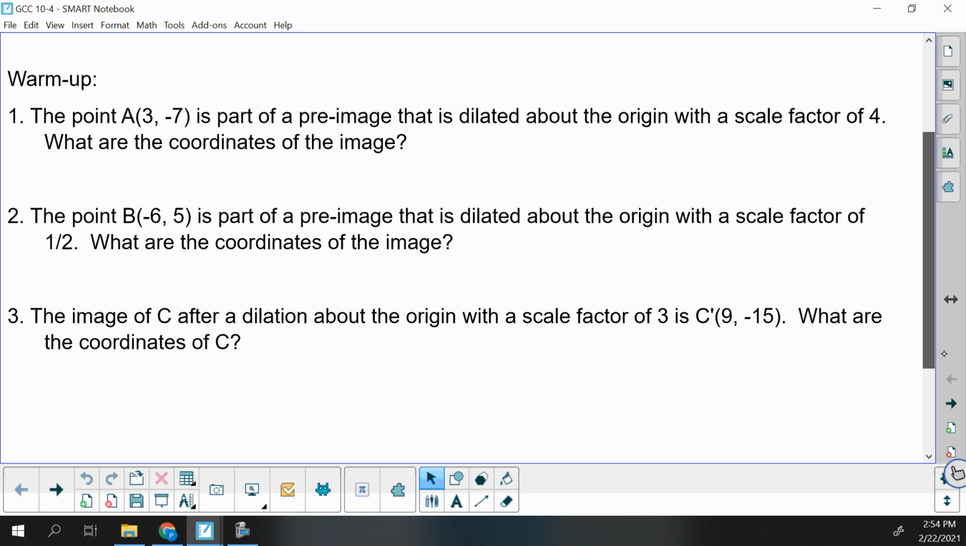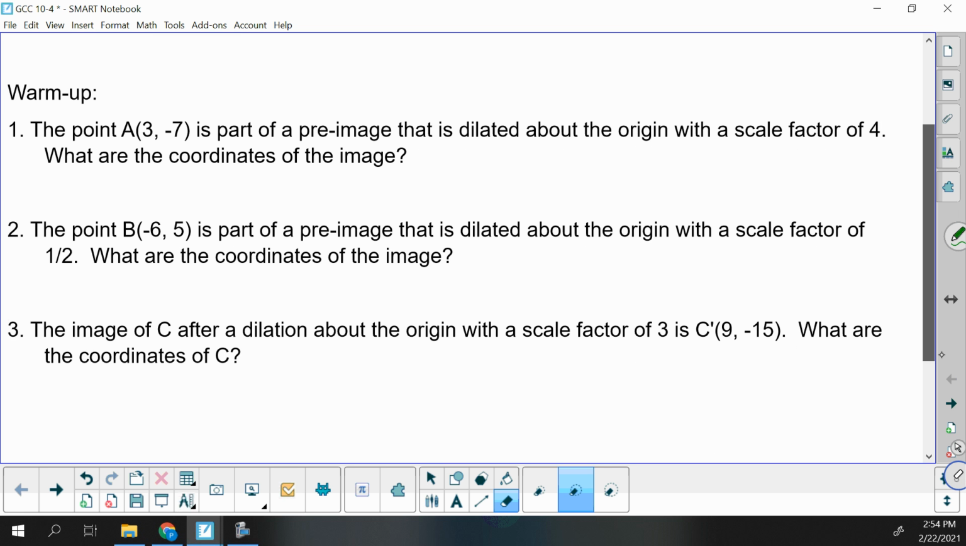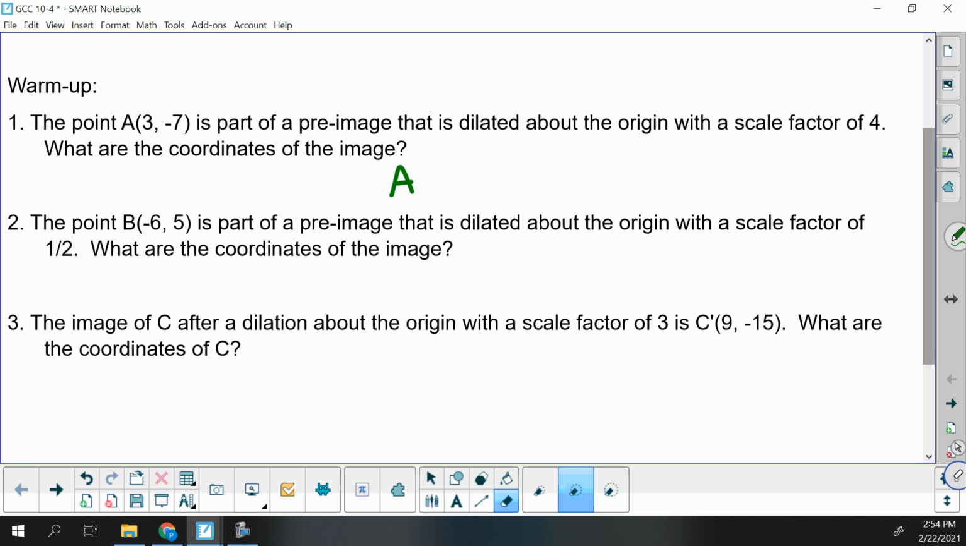All right, the first one, (3, -7) is in the pre-image. We're dilated with a scale factor of 4. So A prime should be each of those multiplied by 4. So we should have (12, -28).